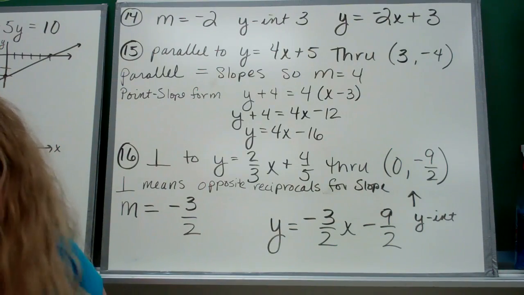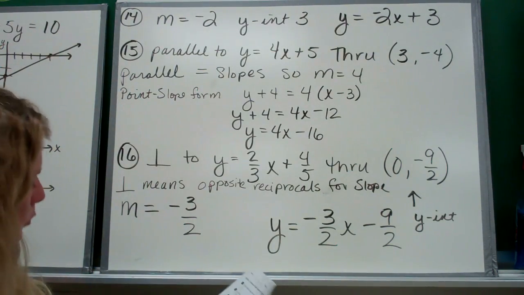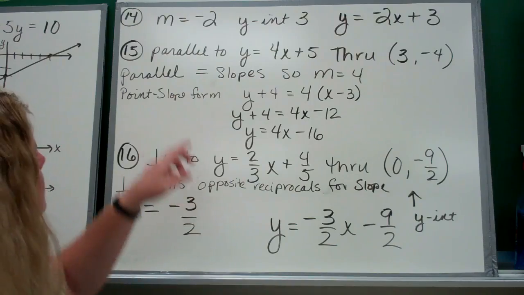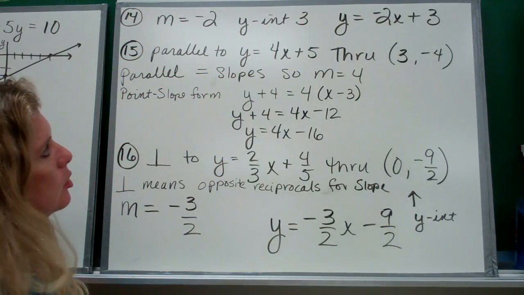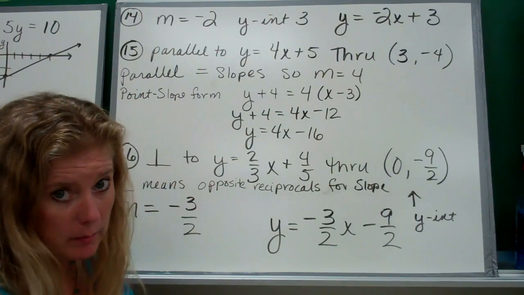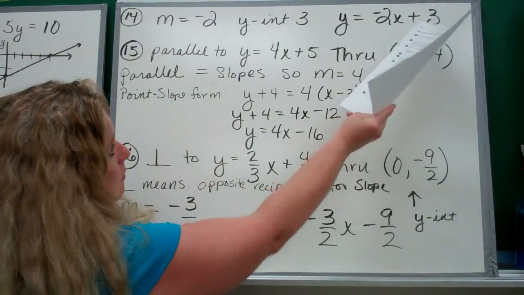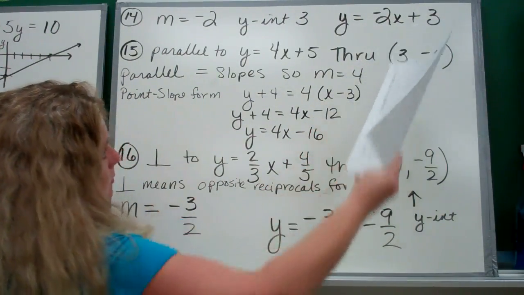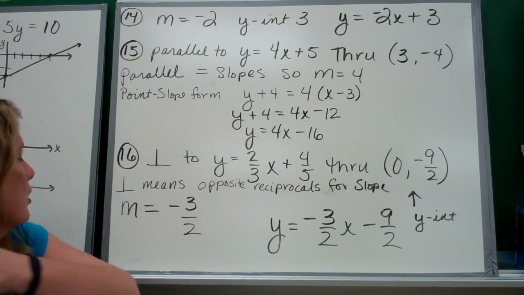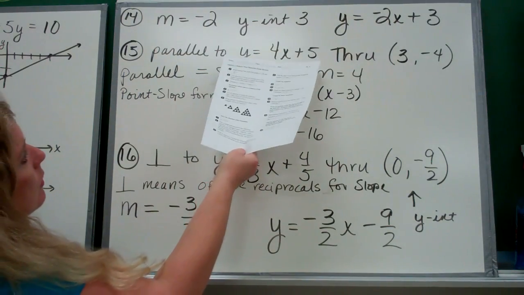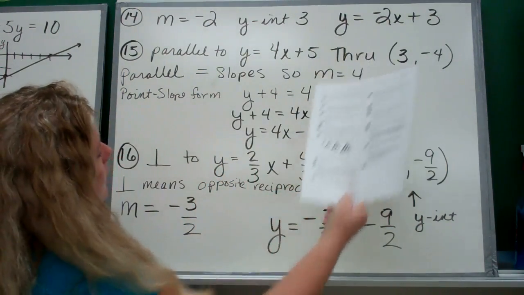Number 14. Write the equation of the line that has slope -2 and y-intercept of 3. Well, slope-intercept form is y equals mx plus b. Plug in m and b, so y equals -2x plus 3. We're done. Number 15. Write the equation of the line parallel to this line and through this point.